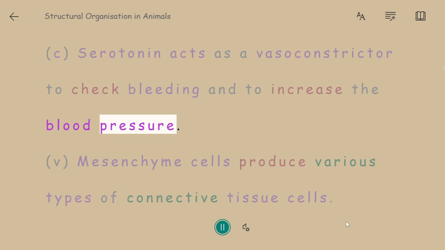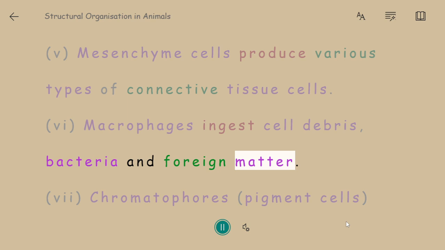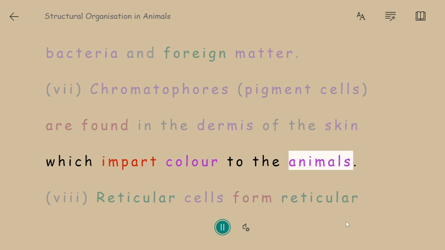5. Mesenchyme cells produce various types of connective tissue cells. 6. Macrophages ingest cell debris, bacteria, and foreign matter. 7. Chromatophores, pigment cells, are found in the dermis of the skin, which impart color to the animals. 8. Reticular cells form reticular tissue and are phagocytic in nature.